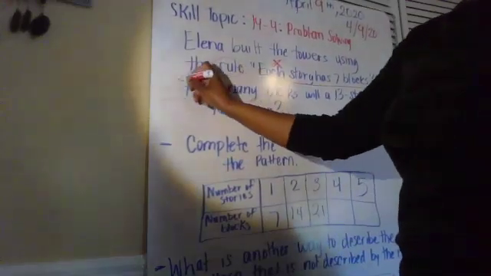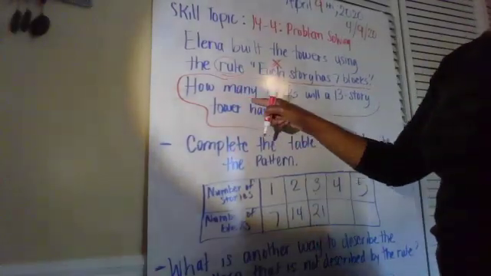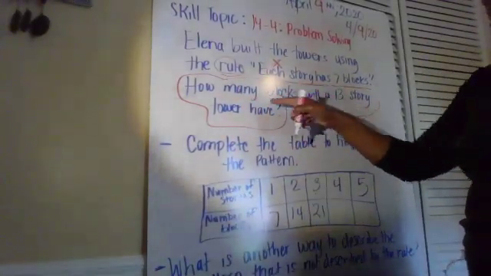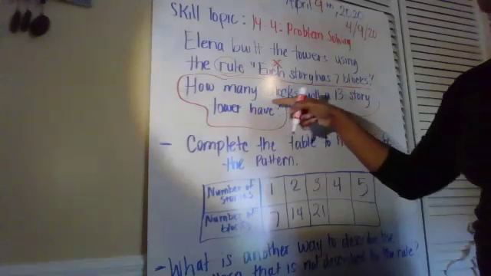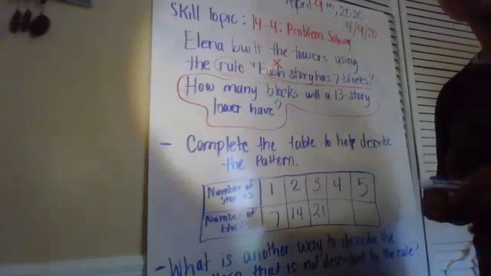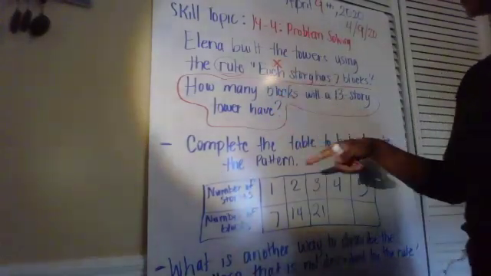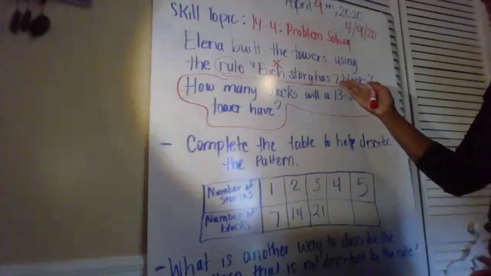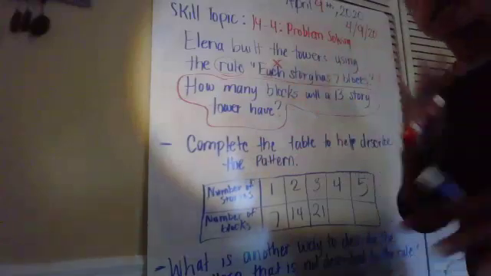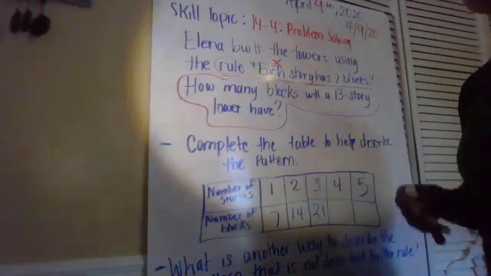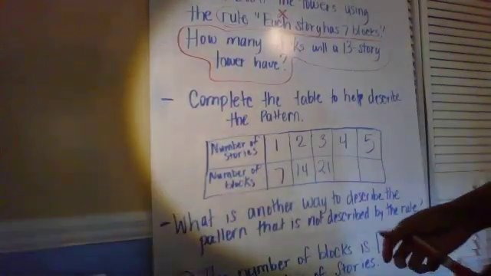So now that I know what my rule is, I need to figure out what my answer is. The question is asking us, how many blocks will a 13-story tower have? Obviously, since it says each, I think I'm going to be using the 7 blocks that are there and multiplying them by the stories that I have. So that's what my head is going to be thinking of. So now let me go down to my first part of my question that I need to answer.